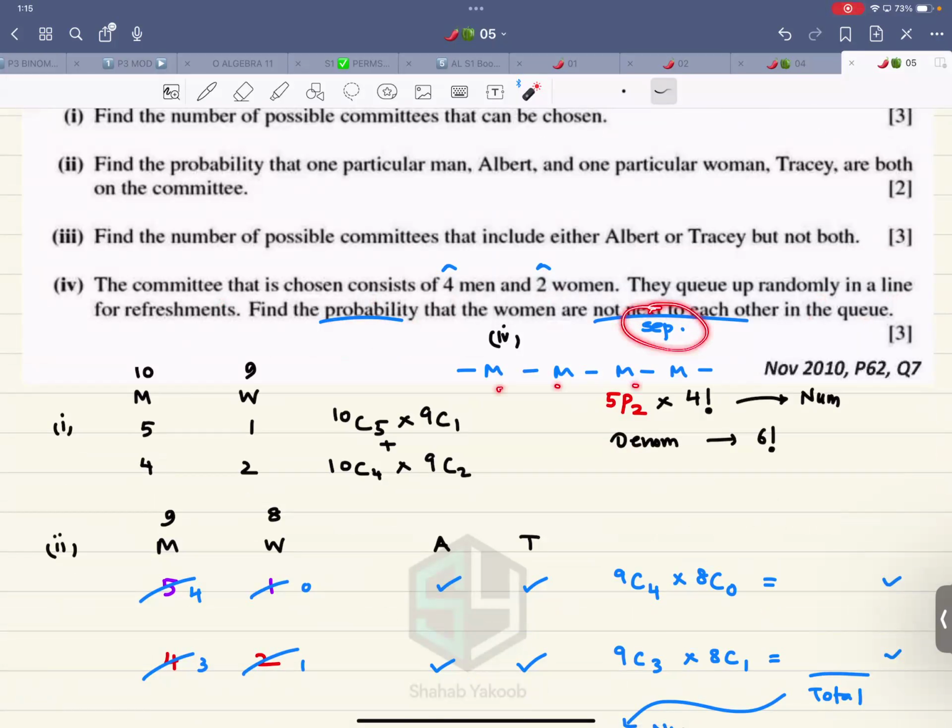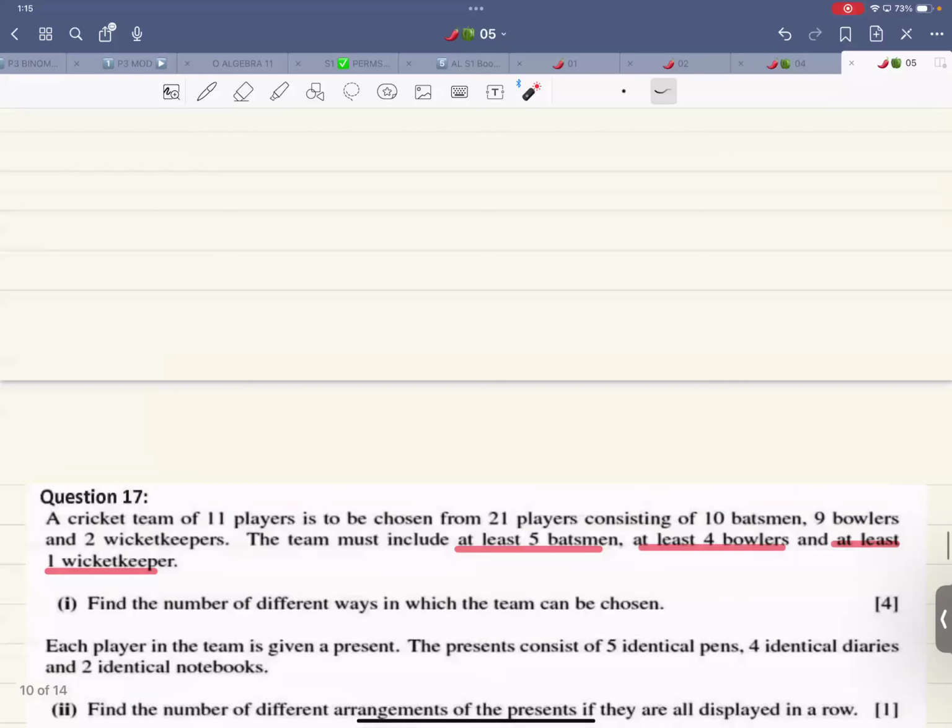So men, men, men, men. And in these 5 spaces, 2 women can fit in, 5P2. 4 factorial for the men. That becomes the numerator. Denominator is 6 factorial. All good? Okay. Let's move on.